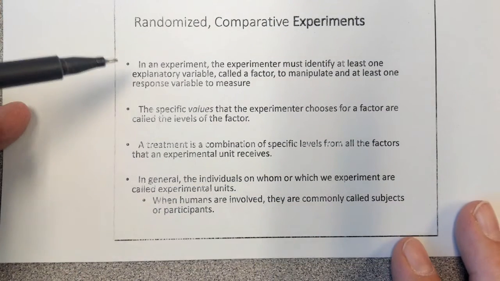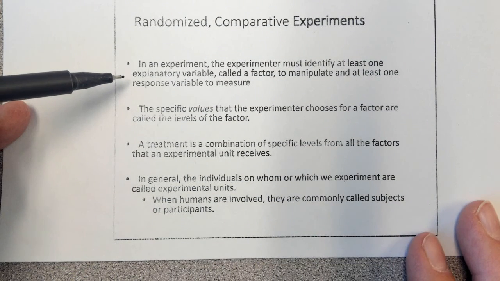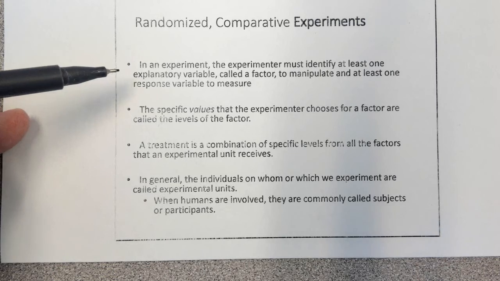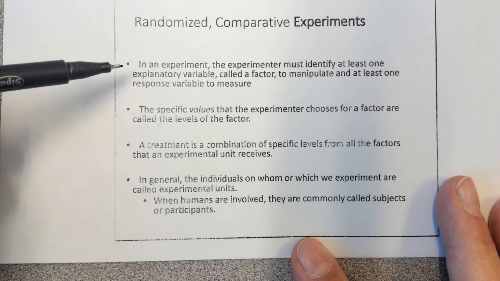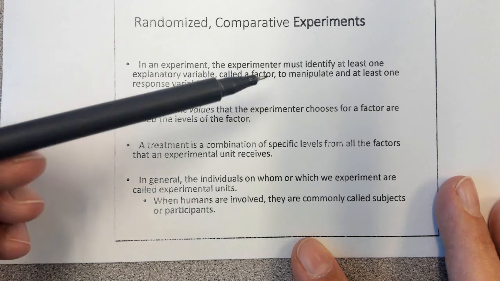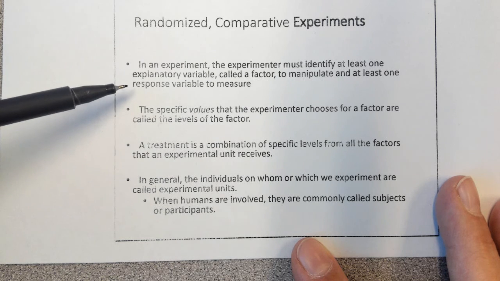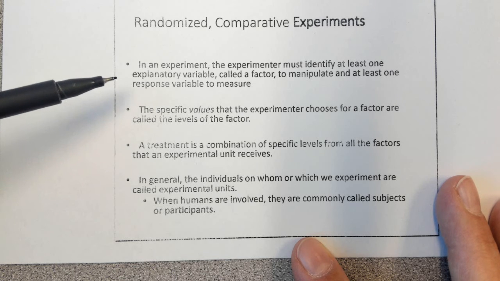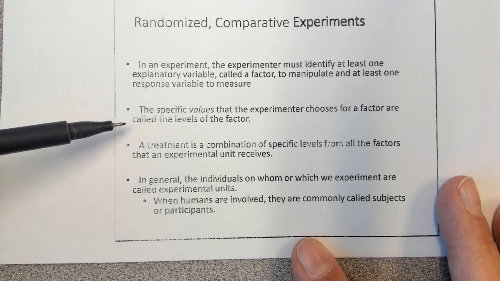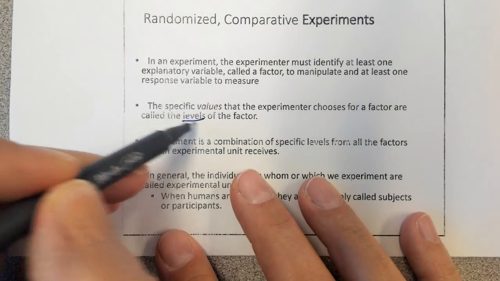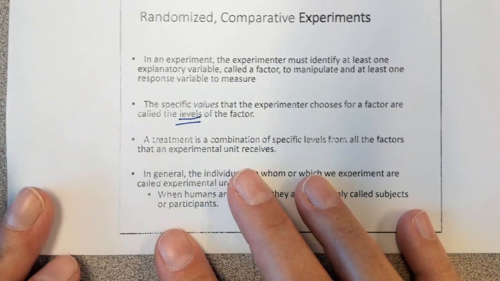In an experiment, the experimenter must identify at least one explanatory variable. That's your factor. So whether or not B12 supplements would work, to manipulate, and at least one response variable to measure. So we're measuring rate of depression, or whether or not we have depression when we're done. The specific values that the experimenter uses for a factor are called the levels. That's another one of your vocabulary words.